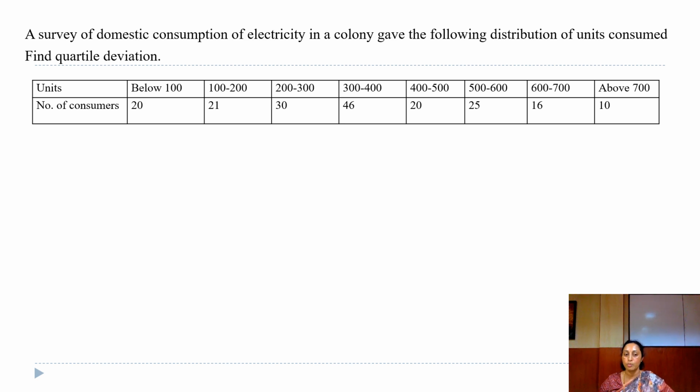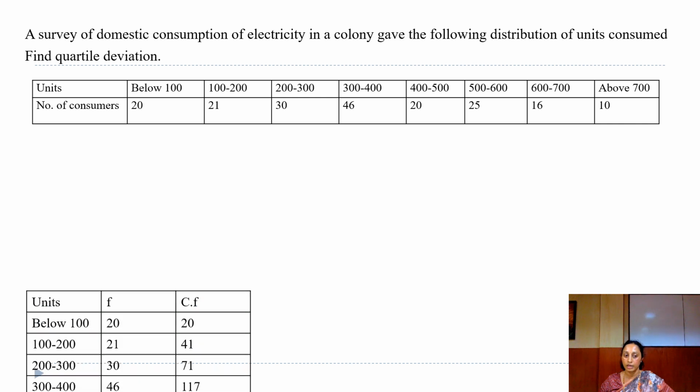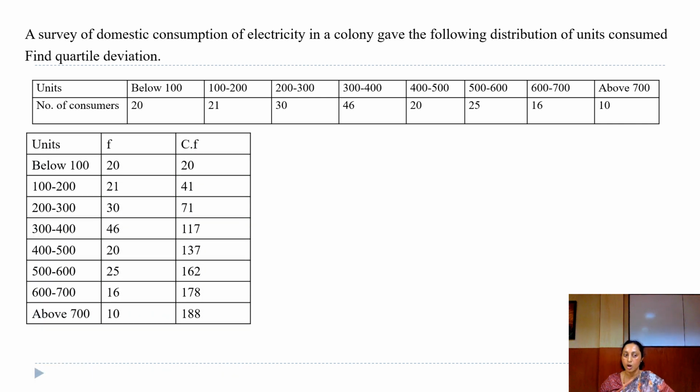So here is this problem. A domestic consumption of electricity in a colony gave the following distribution of units consumed. We want to find out the quartile deviation. So this is a continuous data. So in order to find the quartile deviation, first construct a column. Units is given to us, frequency is given to us. That means 20 houses consume the electricity below 100 units, whereas 21 houses consume the electricity 100 to 200 units. So like that the data is given to us.